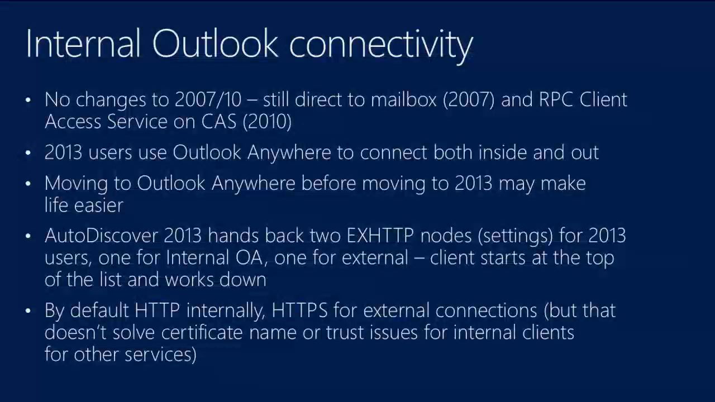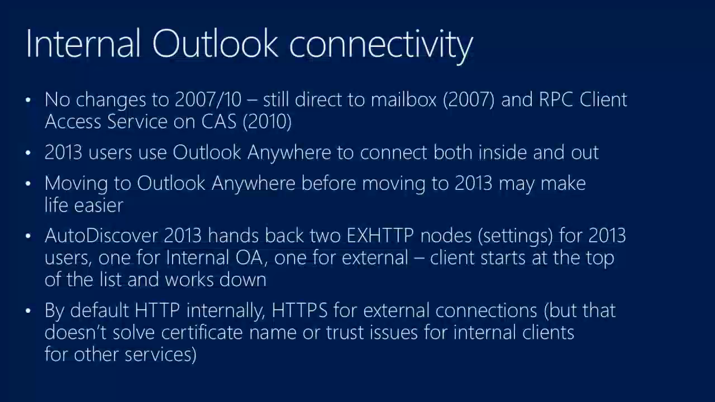So that leads neatly into Outlook and how Outlook has changed. So Outlook hasn't changed. The introduction of 2013 doesn't change how Outlook connects to 2007 or 10. Still connects directly to the mailbox server in the 2007 world, and it still connects to the RPC client access service in the 2010 world. So nothing changes. But as I'm sure you've heard and learned, and I'm not doing real basic stuff, I'm assuming everyone's seen at least the basic architecture of 2013. All Outlook connectivity now for a 2013 user is Outlook Anywhere, RPC HTTPS, inside and out, which is a shift, clearly.